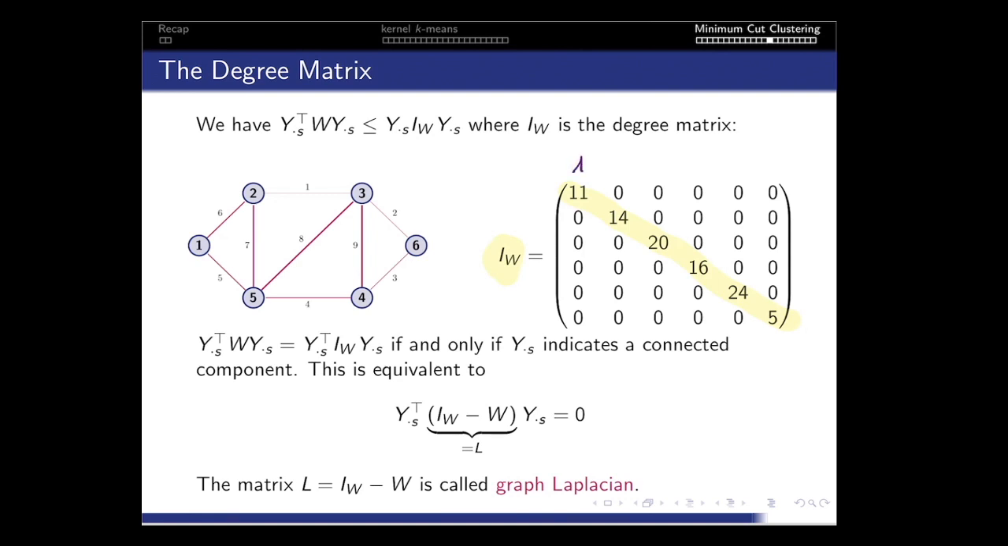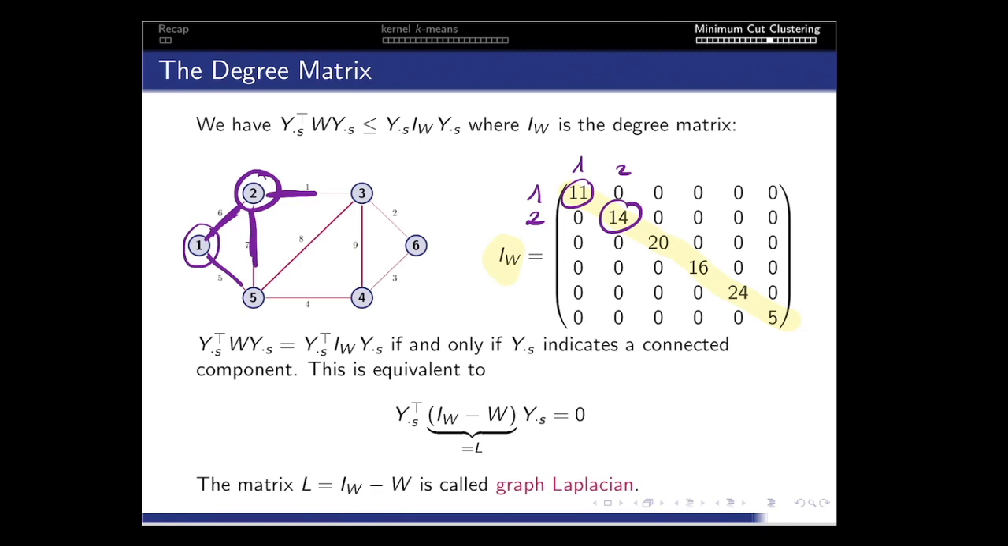So here we have node 1, for example, and the degree is the sum of all edges which are connected to that node. So the degree of node 1, here we have an edge with the weight of 6 and an edge with the weight of 5. So the degree is 5 plus 6, which is 11. And for node 2, we have a weight of 6 plus 7 plus 1, and this is then equal to 14. And this is then how we go on and on.